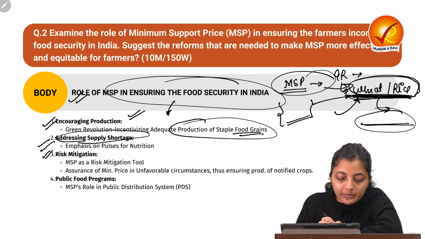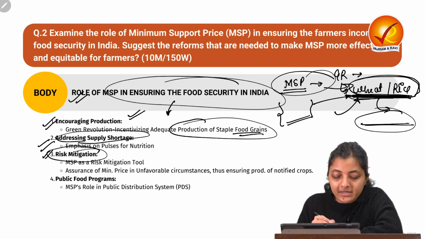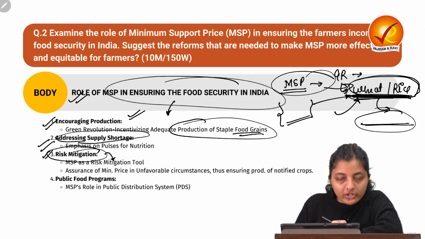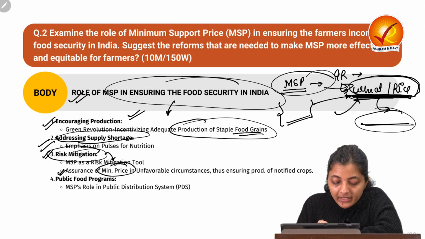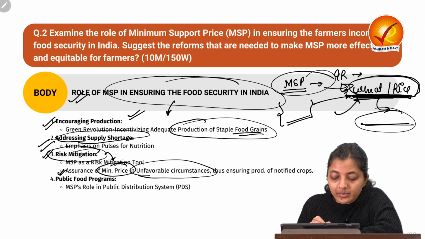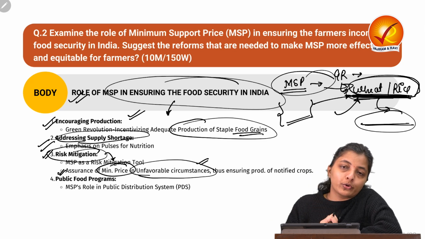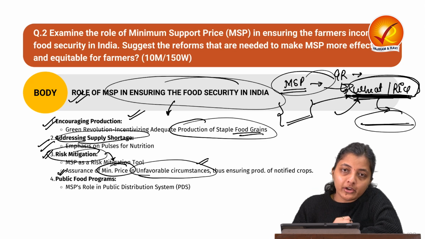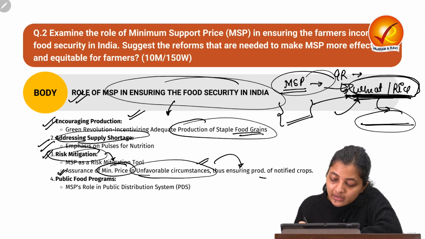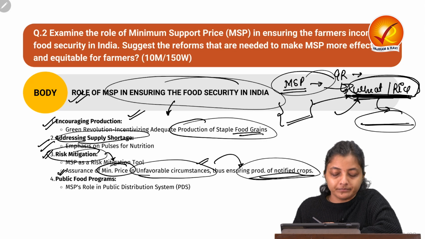Next is about risk mitigation. This MSP also acts as a risk mitigation tool. It assures the farmer that he will get the minimum price even in unfavorable circumstances. So he will sow that commodity on his farm, thus ensuring the production of those crops.